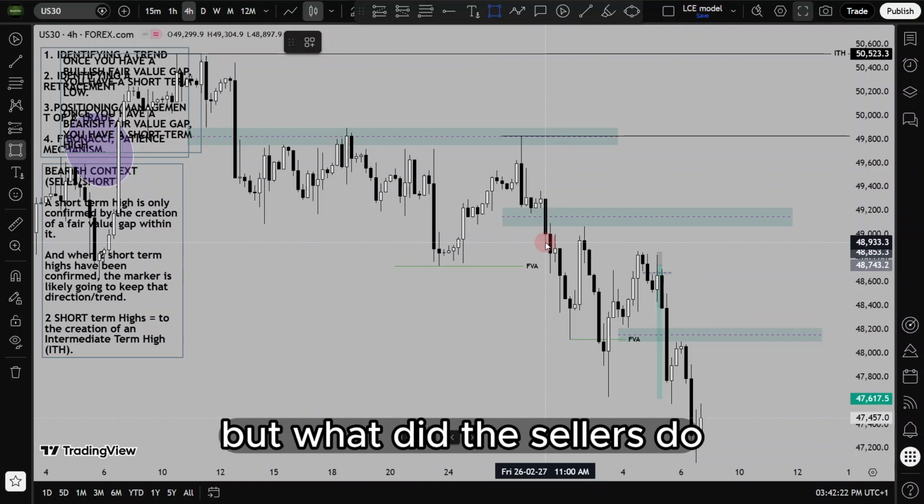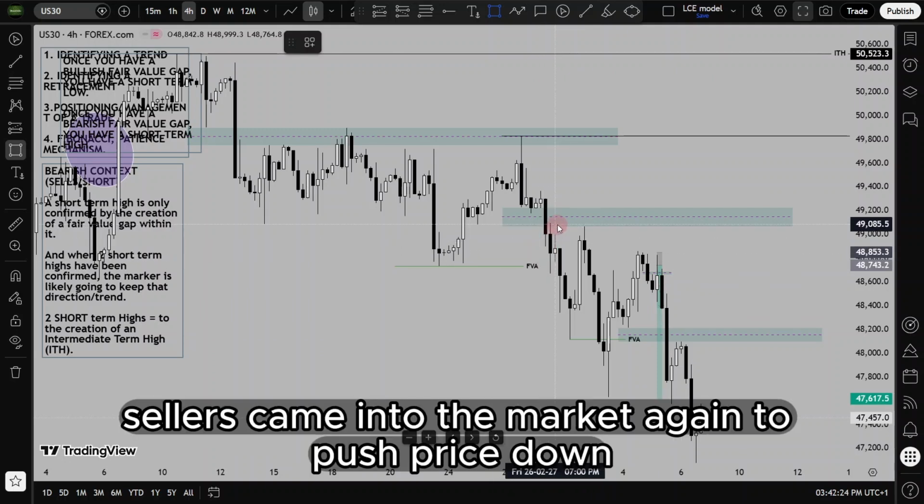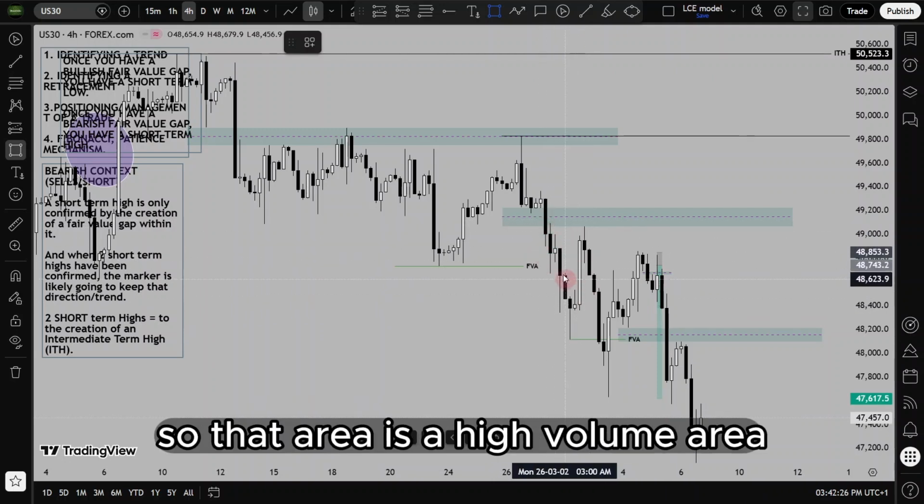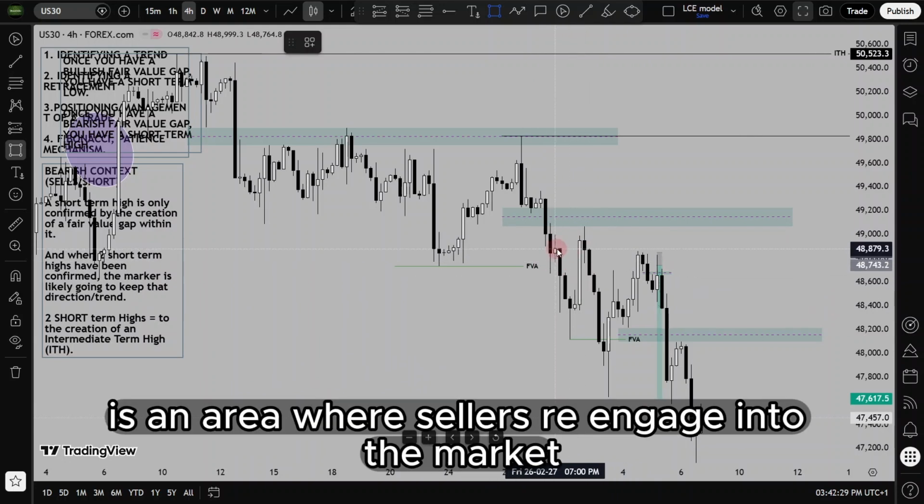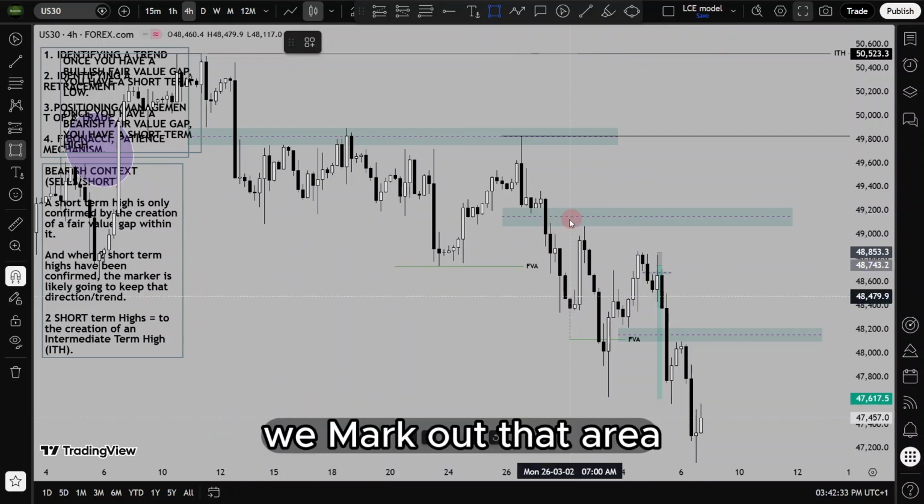But what did the sellers do? Sellers came into the market again to push price down. So that area is a high volume area. It's an area where sellers re-engage into the market. We mark out that area.